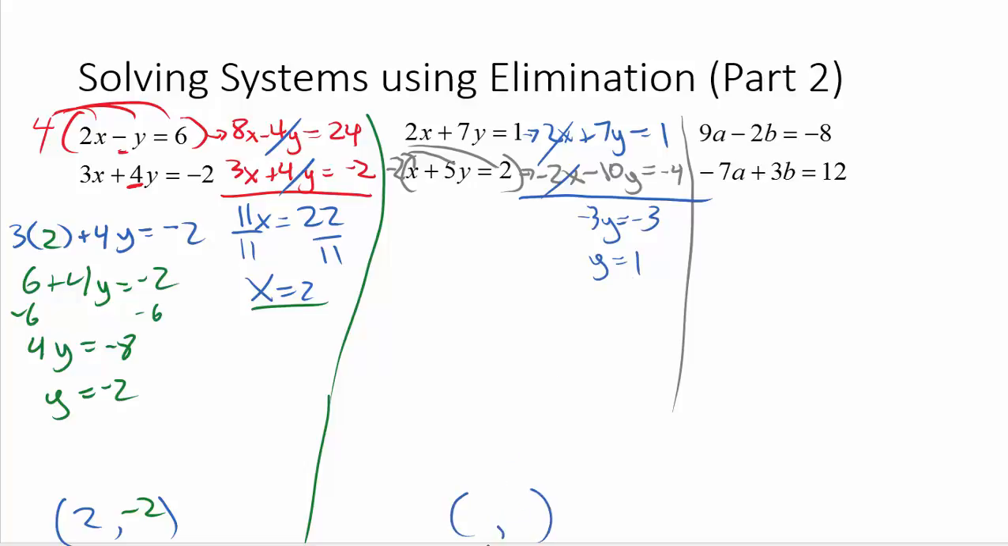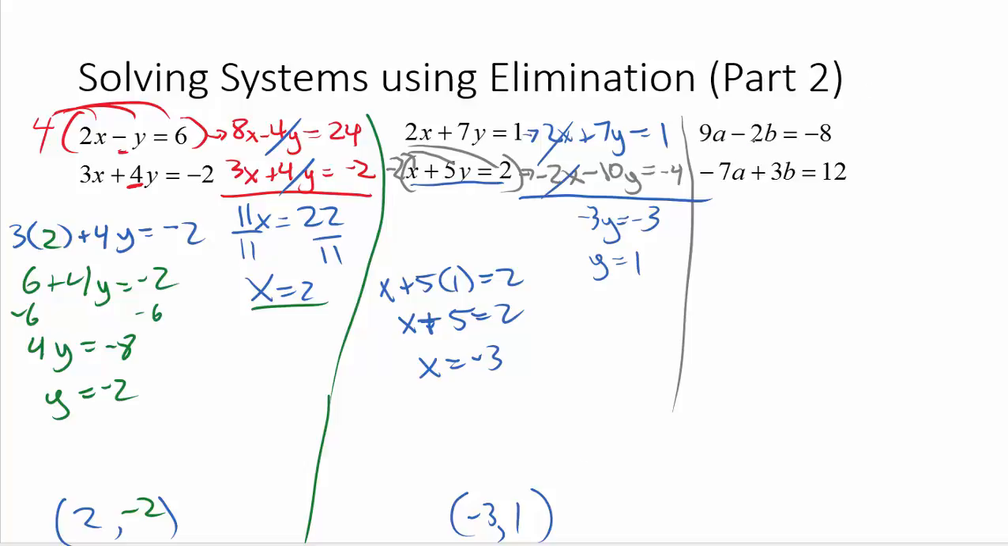So let me sneak that down here. Now, for the point where these lines meet, to find the x coordinate, we should plug it back in. So I think we'll use the bottom equation here. So we'll use this one. x plus 5 times 1 is equal to 2. So x plus 5 is equal to 2. And if I subtract the 5 over, I should get negative 3 for the x. So that takes care of the second example there. So negative 3, 1.